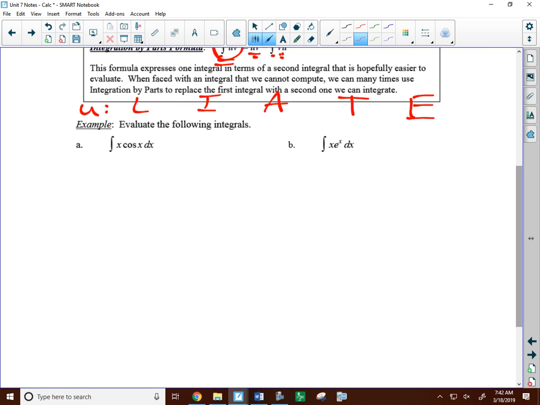But as you can see, it's illustrated on yours. If there's a log in there, not exponential, but pure log, you would choose that for u first. If there's inverse trig, you would go there. Next would be algebra, so that'd be polynomial, like x squared, x cubed, x. Then you've got trig, and then you've got exponentials. So trig would be like sine x or tangent x, and exponential would be like e to the x. Okay, you pick that. So go in that order. So even if there's a trig and an algebra, a polynomial, you pick the algebra one for your u.